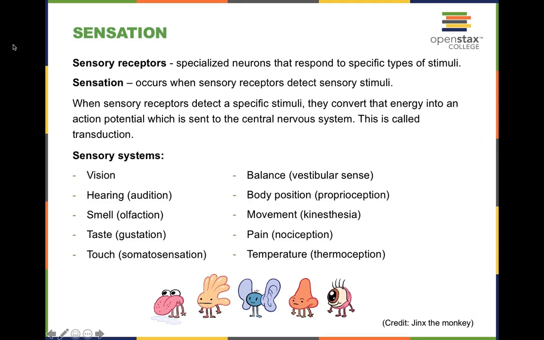Whenever it comes to sensation, this is whenever, quite simply, sensory receptors detect sensory information or stimuli. Now, we all have what's known as sensory receptors. These are specialized neurons that respond to specific types of stimuli. Now, whenever it comes to sensory systems, we all know about our classic five senses. We've got vision, hearing, smell, taste, as well as touch. But through science, we've discovered that's a little too simplistic. We also have other senses such as balance, body position, movement, pain, as well as temperature.